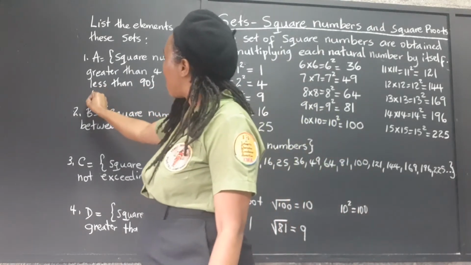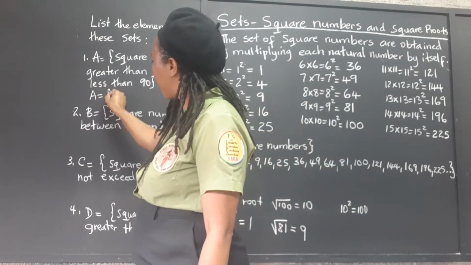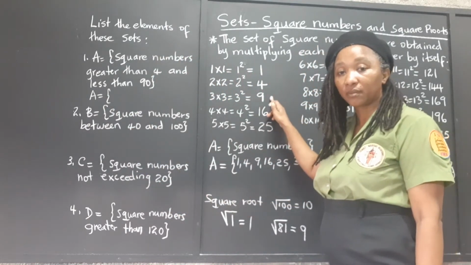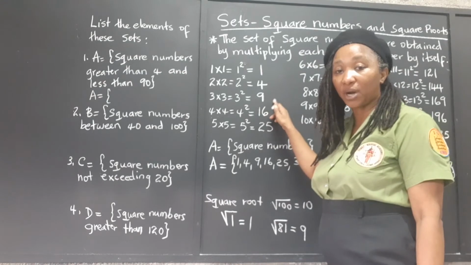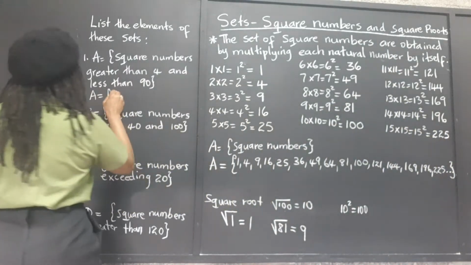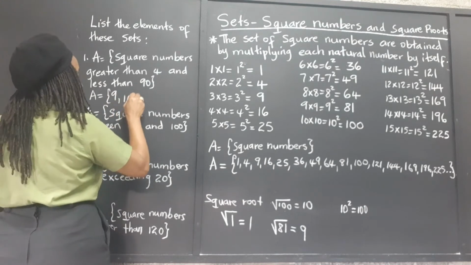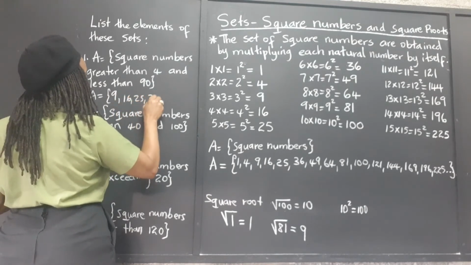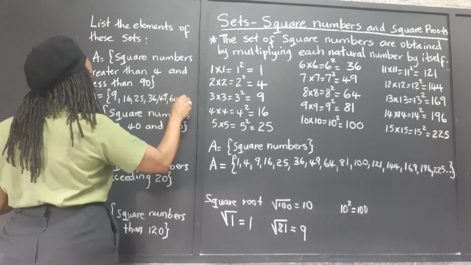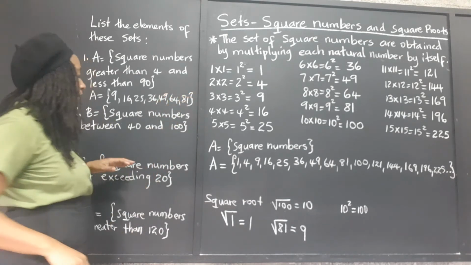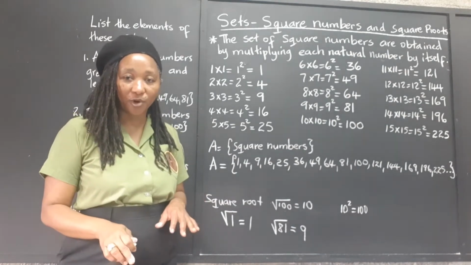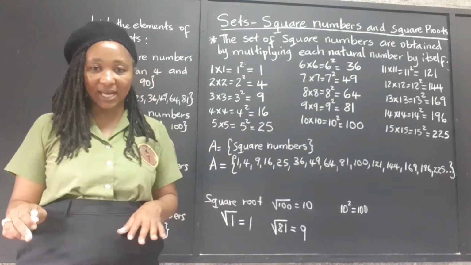So the square numbers that are greater than 4, we'll start here then. This is the first square number after 4. So that would be 9, 16, 25, 36, 49, 64, and 81. Those are the square numbers that are greater than 4 but less than 90.